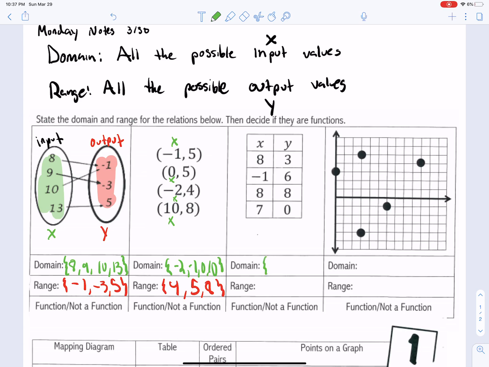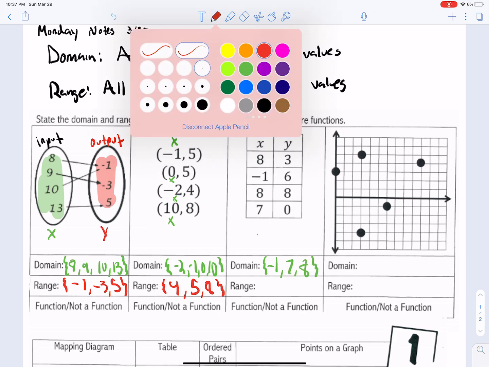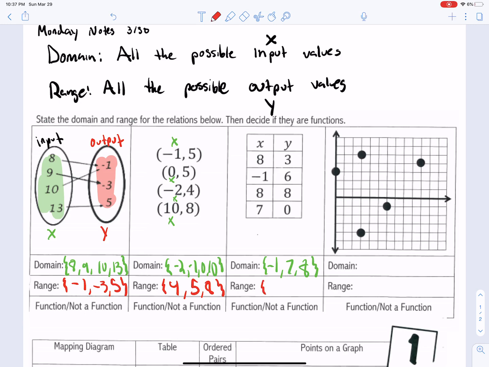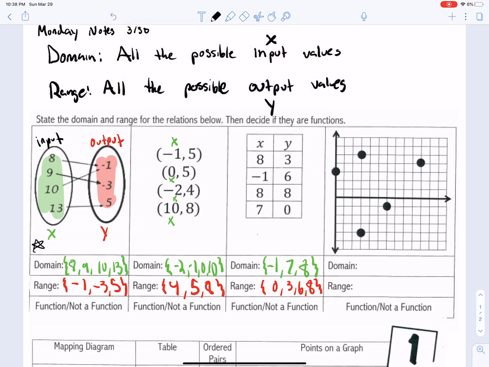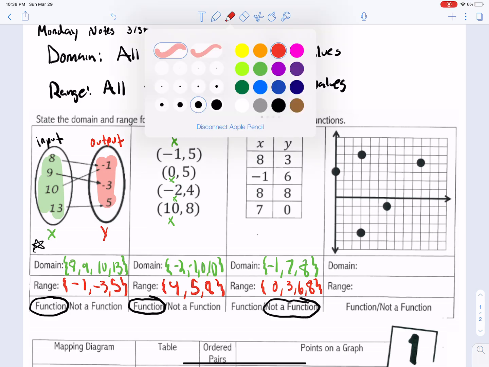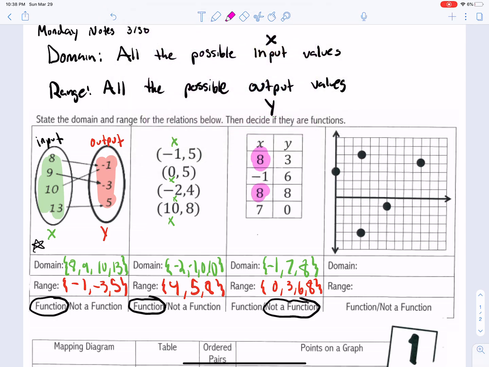All right, the domain here, if we're going in order, is -1, 7, and 8. We don't have to write that 8 twice. And the range is 0, 3, 6, 8. Oh, you know what? It looks like we forgot to say whether these are functions or not. So this first one, if we go back over here, this one is a function. Each input only goes to one output. This one also is a function, because the x's don't repeat. Here, it's not a function. You have these x's repeating. That's the problem, so it's not a function there.